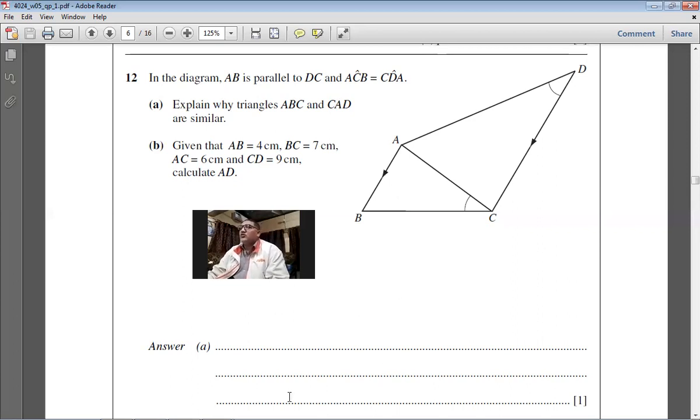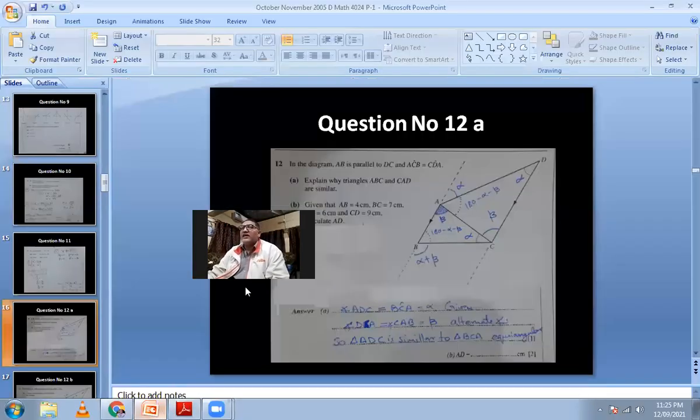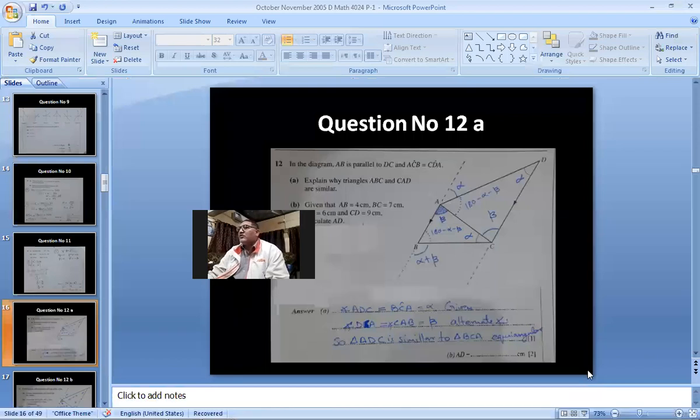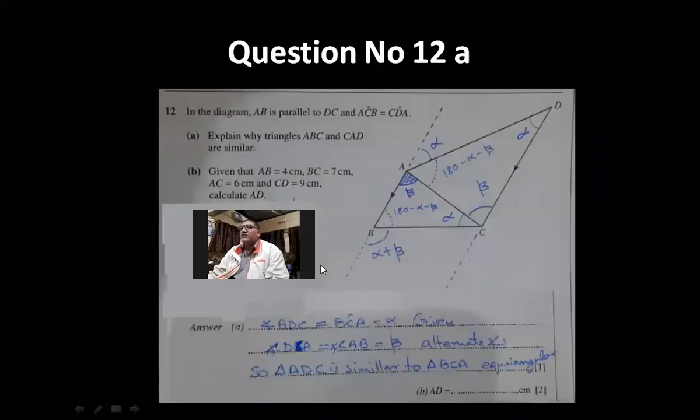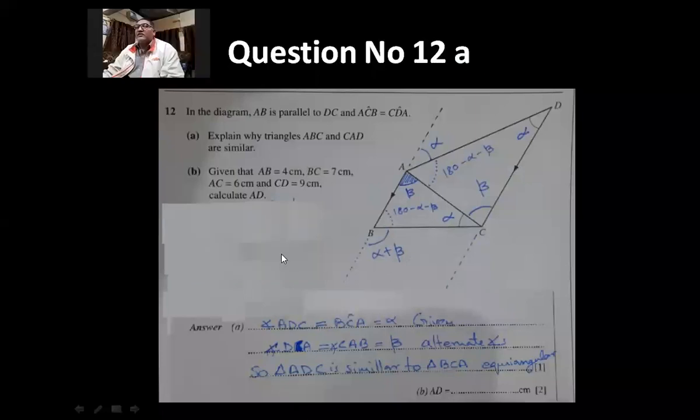So let me show you how I have done this. Question number 12, and it's A part. This angle and this angle are the same. This was given in the question. Let me call this angle beta, and this angle will be the same. This will also be beta. The reason is they are alternate to each other.